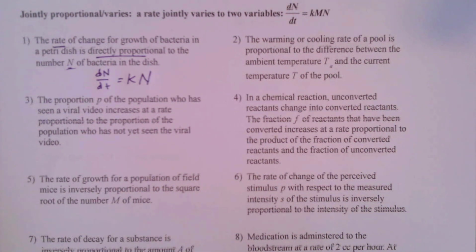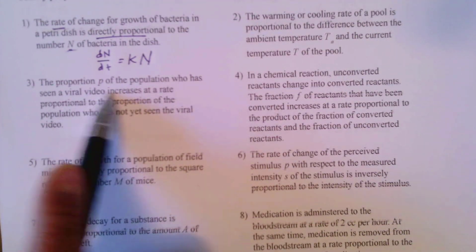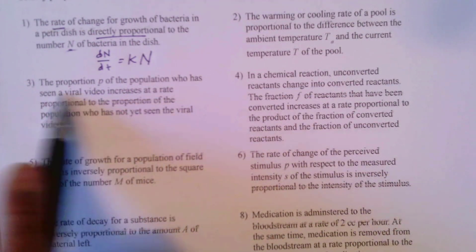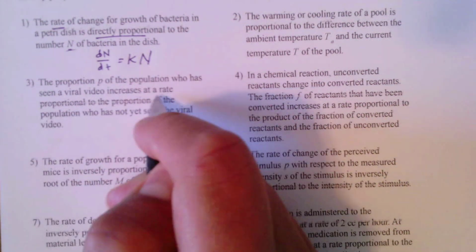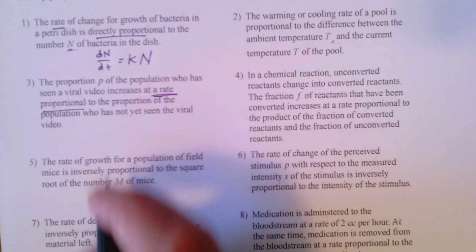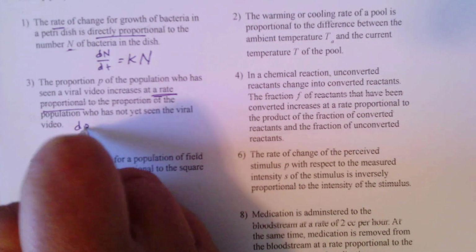Number three says the proportion P of the population who has seen a viral video increases at a rate proportional to the proportion of the population who has not yet seen the viral video. So here we have the rate who has seen it increases at a rate proportional, so here we're talking about dP, so it's going to be dP dt.